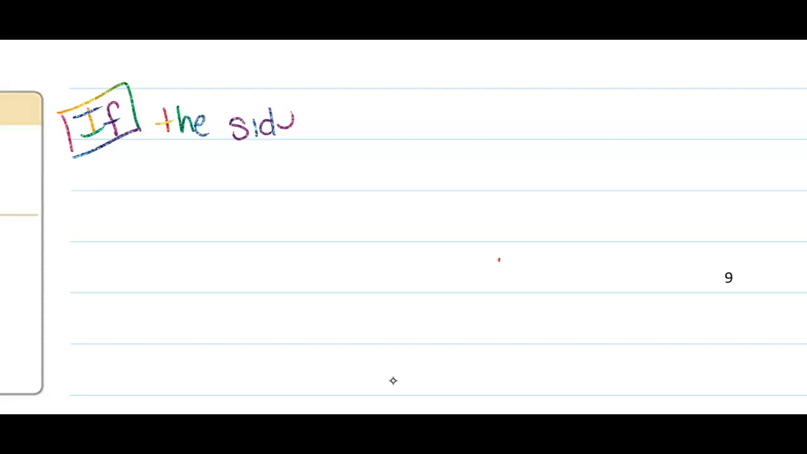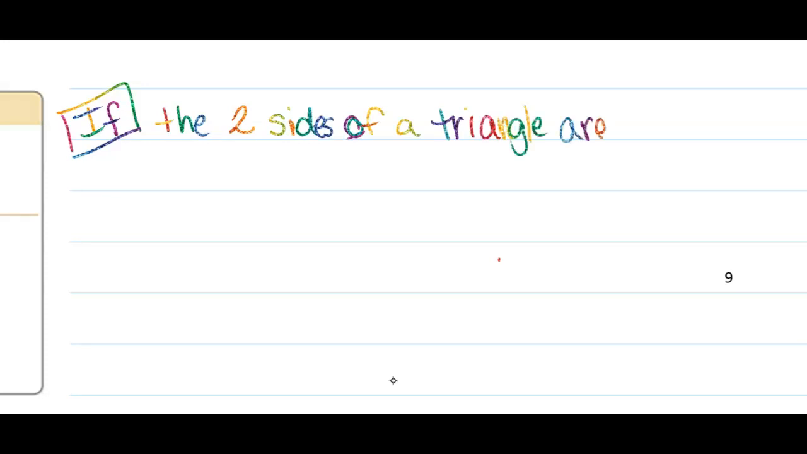So we're going to put it in words that are easier to understand. So we're going to say if the 2 sides of a triangle are congruent. Isn't this a cool color?